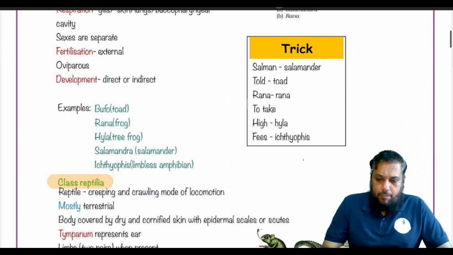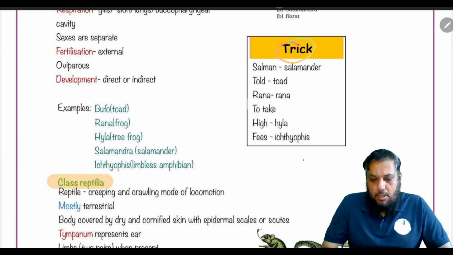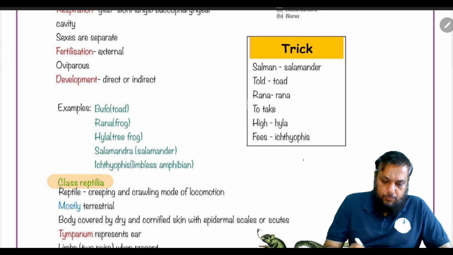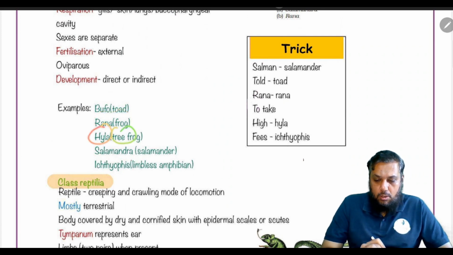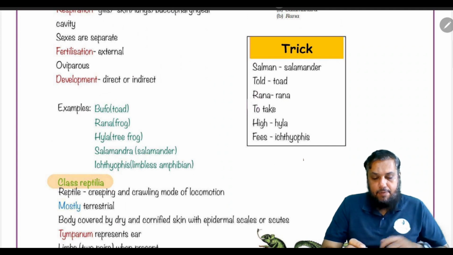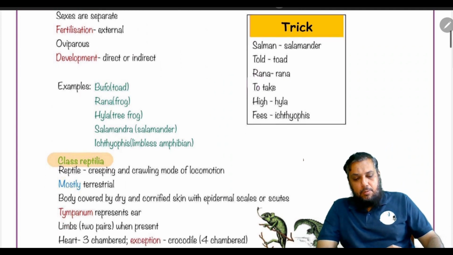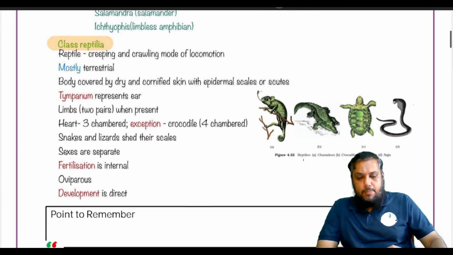Examples, let's see with a short trick. Salman told Rana to take high fees. That is Salman, that is salamandra, salamander. Told, that is toad, Bufo. Rana, frog, Rana tigrina. Hyla, tree frog. And fees, Ichthyophis, that is a limbless amphibian. So Ichthyophis is an example of a limbless amphibian.